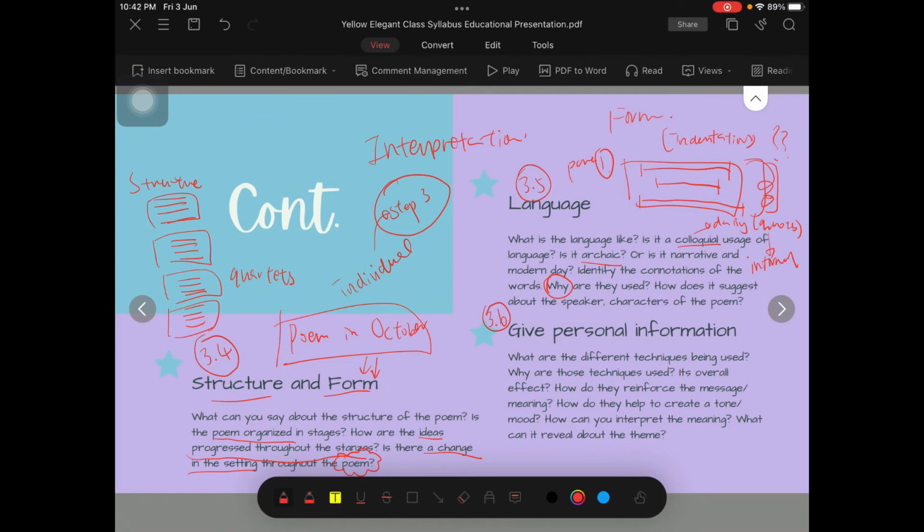And lastly, 3.6 is whenever you're trying to do your essay, make sure you're giving personal opinions. So you need to think, why are the different techniques being used? What is their overall effect? How do they reinforce this message and this meaning? How can they create this particular tone and mood? What can you do to further interpret the meaning? And what does it reveal about the theme?